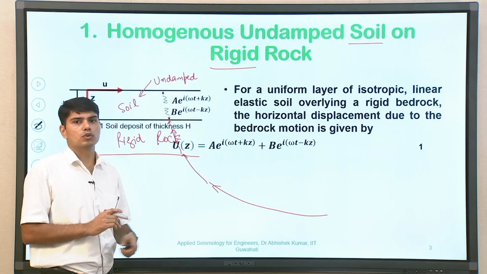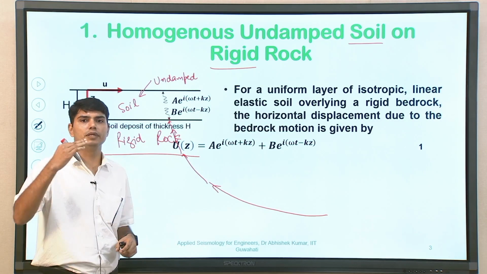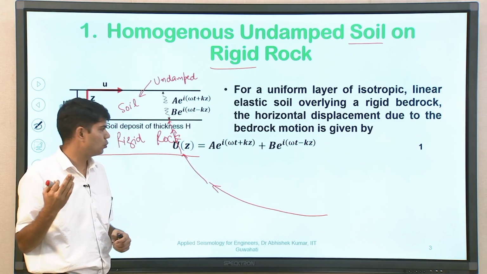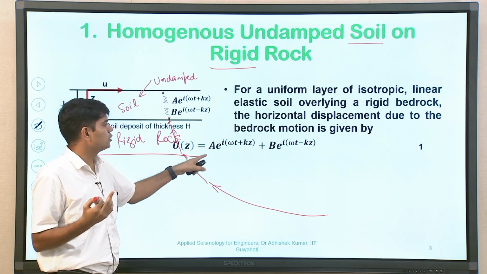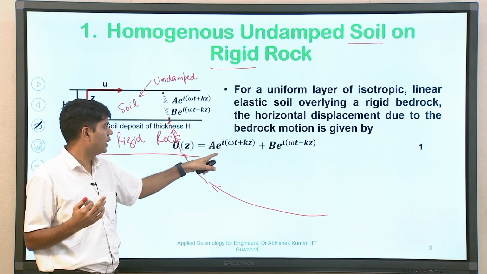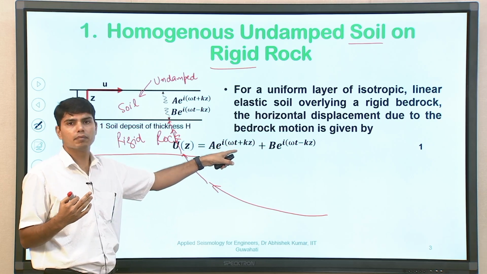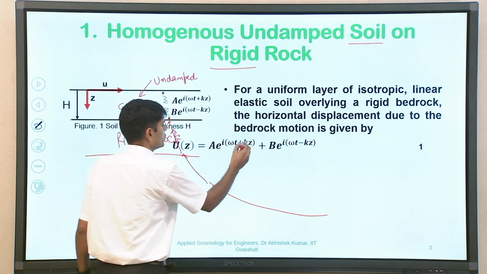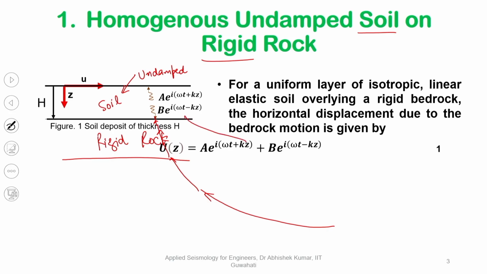Now, this was the equation of motion. That means, the equation which we derived at the end of the one dimensional equation of motion related solution has been reconverted in terms of A exponential iota (omega t plus k z). Z I have used here as the thickness of this particular soil layer, which is given over here.